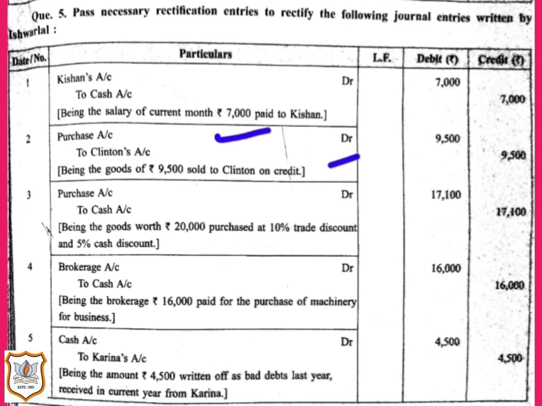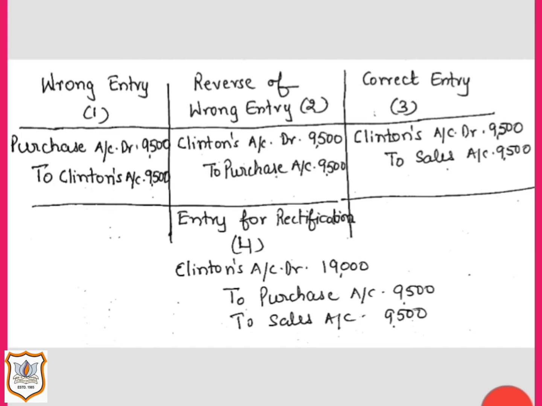Let us see the working note for this first. So here is the working note for this. We will solve it in 4 steps. In the first step, we will write the wrong entry which has actually been passed. Here it is. First step, purchase account is debited by rupees 9,500 and Clinton's account is credited by rupees 9,500 by mistake.